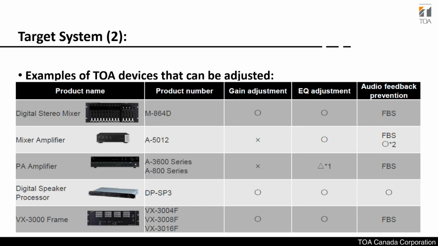So these are examples of our TOA devices that can be adjusted: the AM864D, a mixer like the A5012, a digital speaker processor like the DP-SP3, the BX3000, or the M8080D. Those can be adjusted using that smartphone.